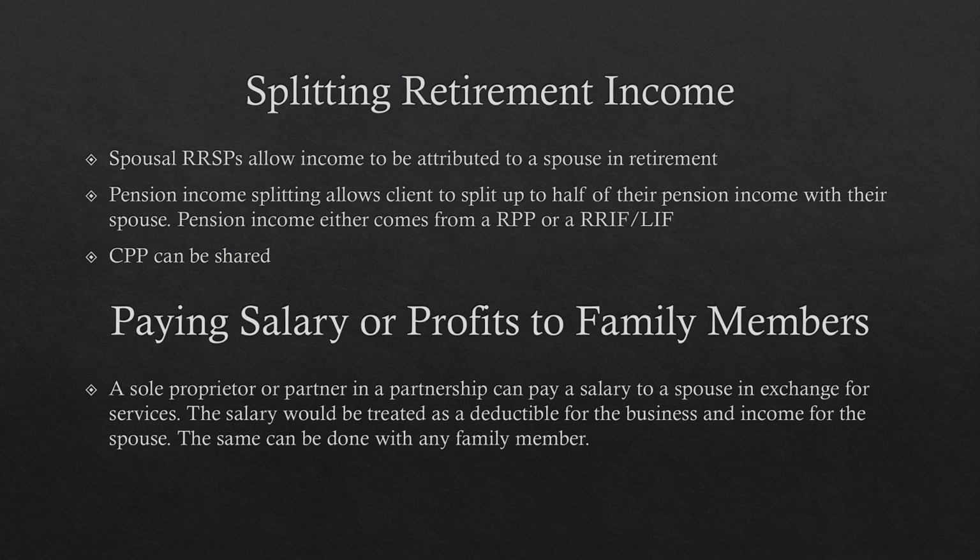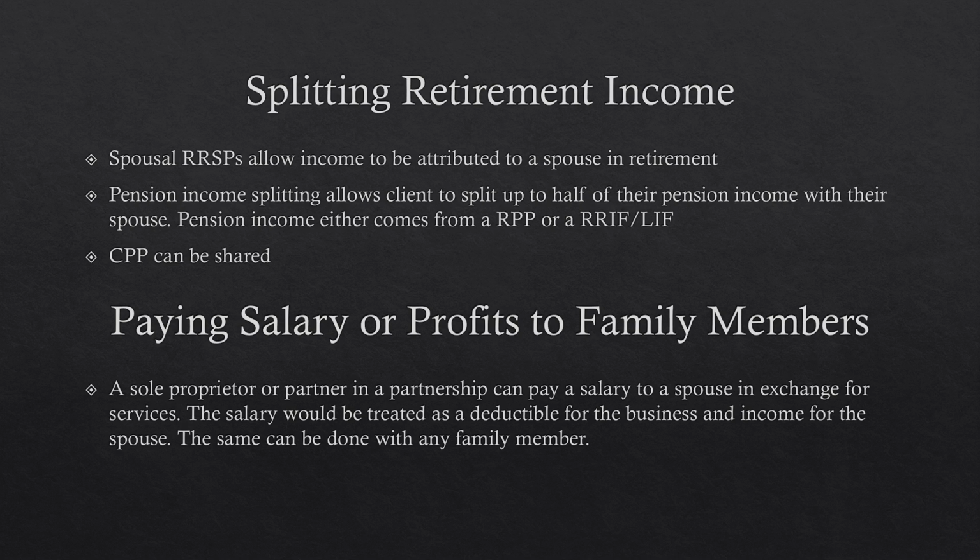Now, in terms of splitting retirement income, usually you do that with a spouse. Spousal RSPs, that's a good way to do it. It allows income to be attributed to a spouse in retirement. So a husband could set up a spousal RSP for a wife. They would get the income tax deduction when putting it in the spousal RSP, and then say in retirement, the wife takes it out and it comes out under their tax return.